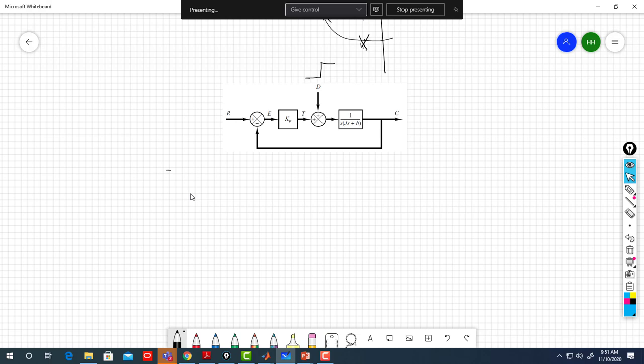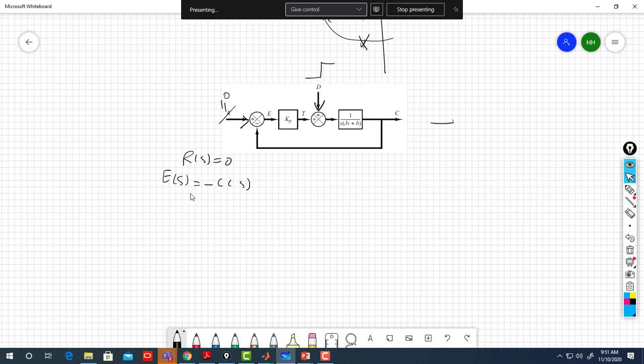Okay, my error equal to minus C of S in case of R of S equals 0. So this is a linear system. I can take for now R equal to 0, and I keep having only one input to my system. So now my system has only one input, the disturbance there.